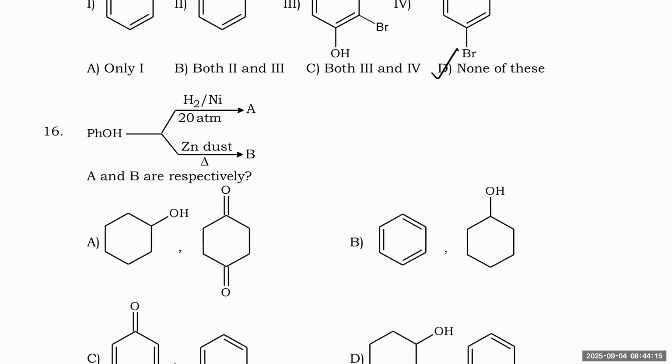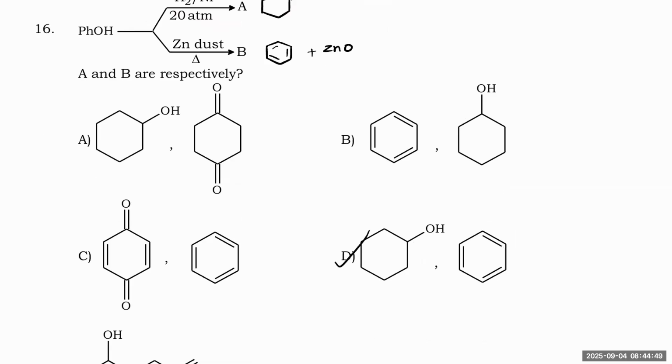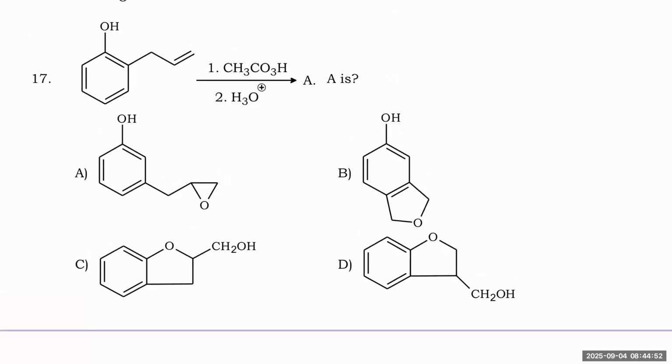Next, phenol in H2 and nickel at 20 degrees C. Phenol is a strong activating group on benzene, so when you react with H2 and nickel, this will be the product that you will see. Only benzene will not make a reaction, but phenol will definitely make a reaction with H2 and nickel and reduces the pi bonds inside. With zinc dust, we learned that it will convert into benzene plus ZnO. So which one is that? D.